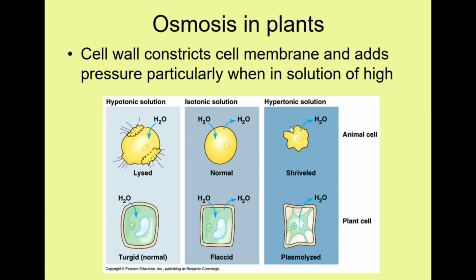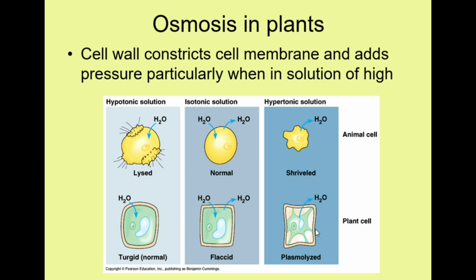And on the right, we can see that the cell is in a hypertonic solution. And again, water will diffuse from an area of low to high solute concentration, so water diffuses out of the cell, causing it to shrivel up and die.